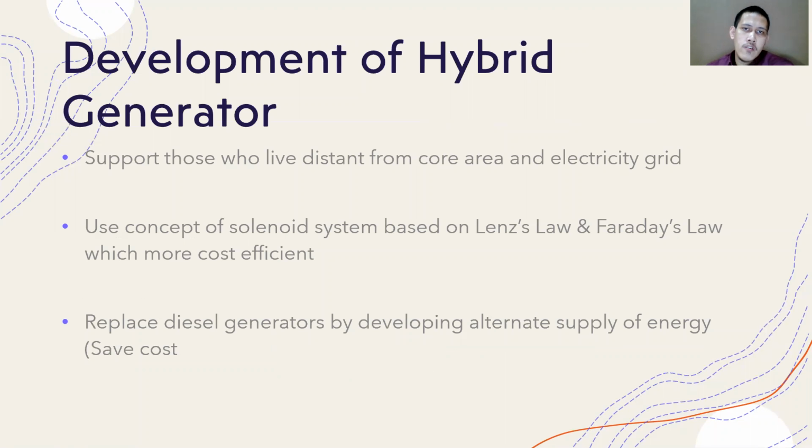And the idea for the development of the hybrid generator is to support those who live distant from the core area and electricity grid. This hybrid generator uses the concept of solenoid based on Lenz's law and Faraday's law, which will be the main equations for my study. The next aim is to replace the diesel generator by developing an alternate supply of energy, which means it will save a lot of cost to develop or establish.